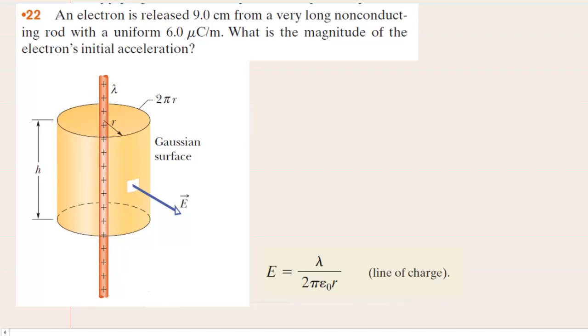Of course, if you haven't done so yet, just make sure you pause the video and give the question another try before listening on. In this question, we have a very long non-conducting rod that has a uniform charge density of 6 microcoulombs per meter.